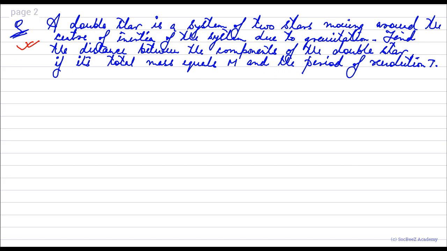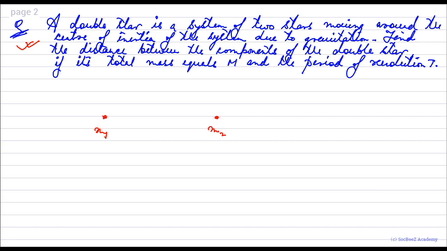Find the distance between the components of the double star if its total mass equals m and the period of revolution is equal to t. Fine. So a double star would definitely consist of two stars. Let's say this is my first star, and this is my second star. Its mass is m1 and the mass of the second star is m2.